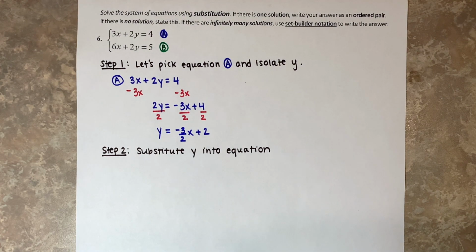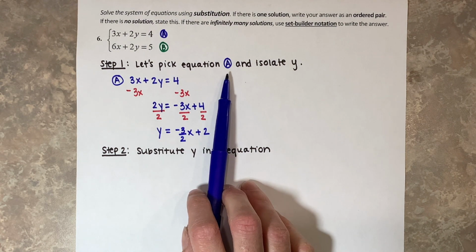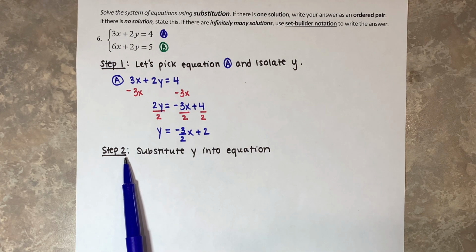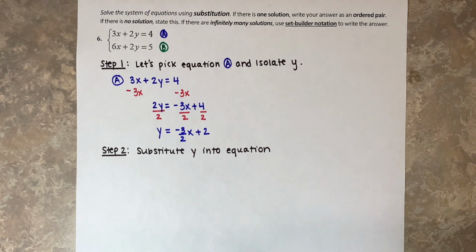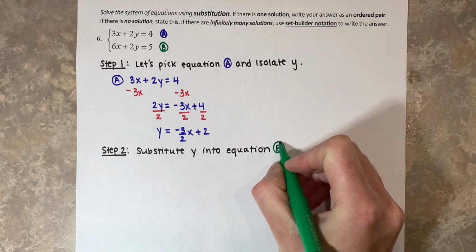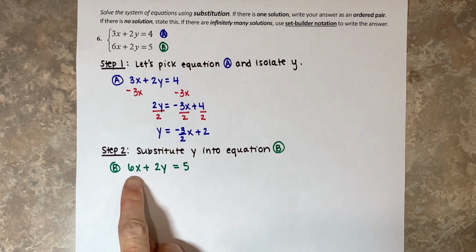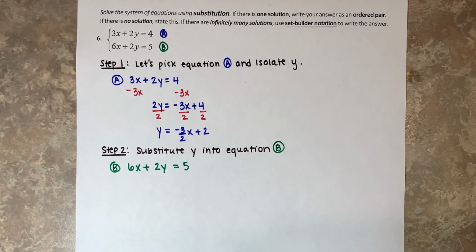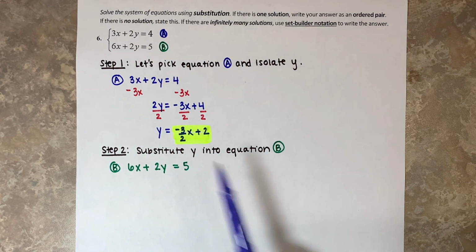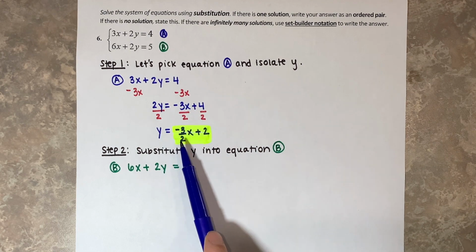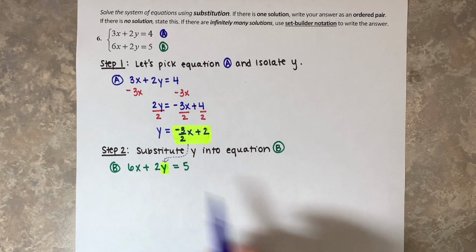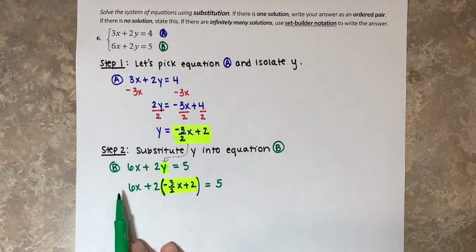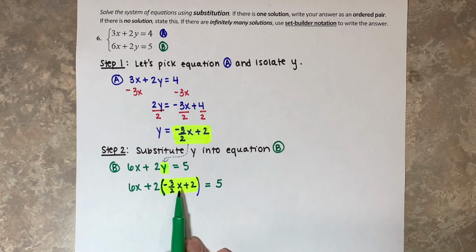Now, in step 1, we used equation A. In step 2, we want to use the other equation. So in step 2, we're going to substitute y into equation B. So I've started by copying down equation B. Now, we determined that y is equal to this quantity here. So we're going to take this quantity and plug it in for y right here. Now we have an equation involving only one variable, x in this case. So now we can go ahead and solve this equation for x.